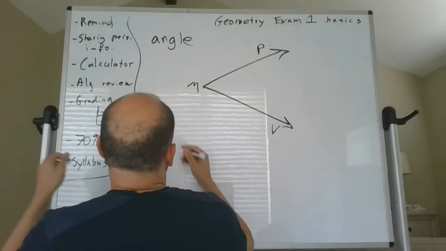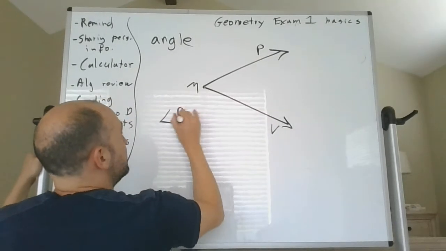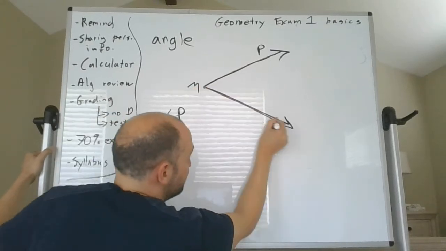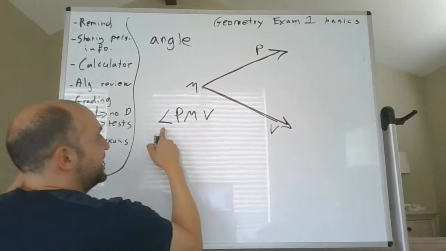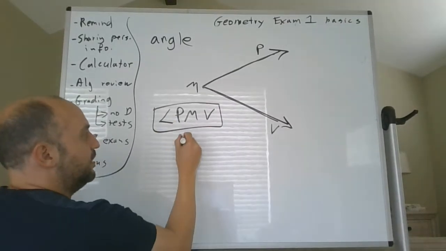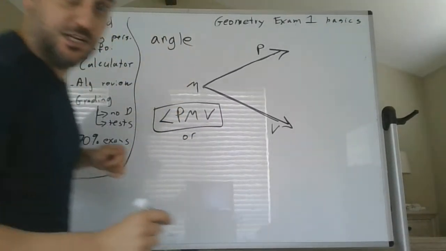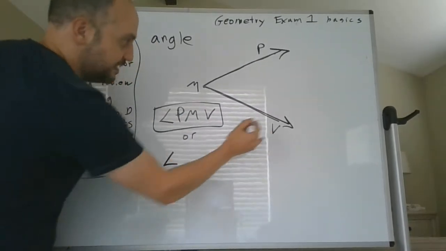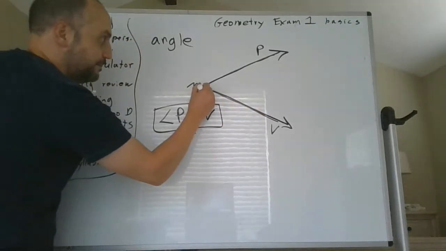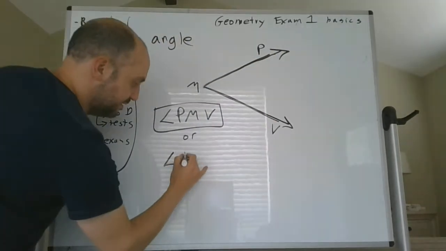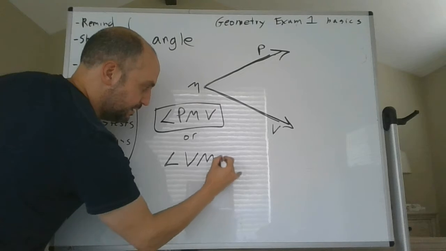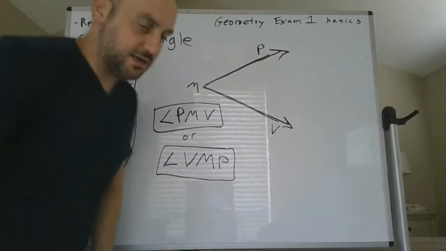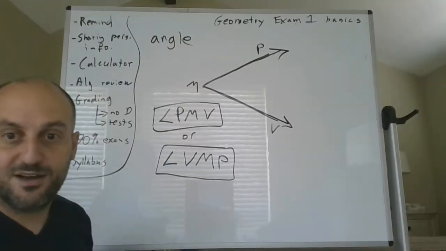So I'm going to do this. I'm going to say angle. Let's start with P. P, I'm drawing it. M, V. That is angle PMV. Well, that's not the only way to draw it. Another way to draw it is starting from the V. So I can call this angle VMP. There's another way to notate this angle that we have right here.